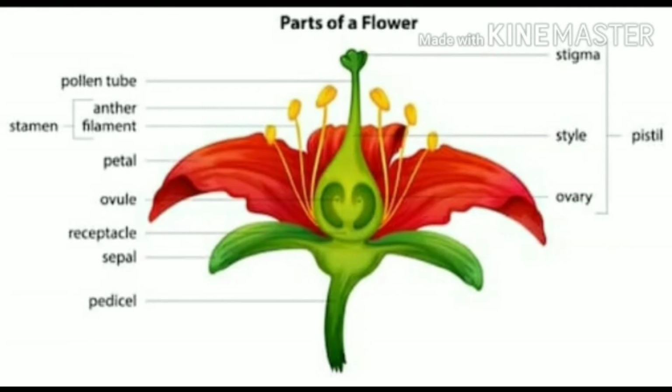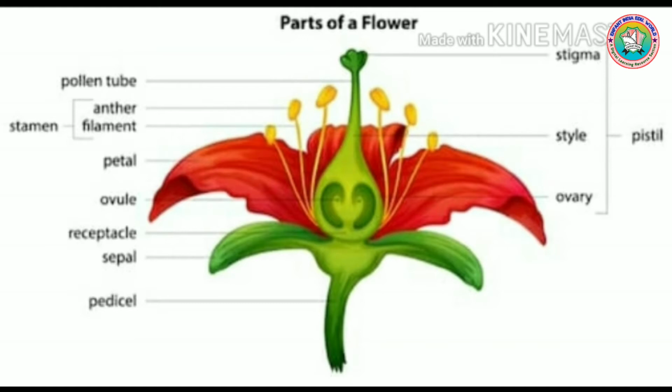Hello students, I am your biology teacher. Today I will teach you about reproduction in plants. So first of all, we will learn about the flower and its parts. A typical flower has 4 whorls: sepal, petal, stamen and pistil.